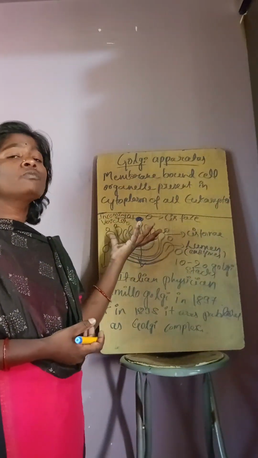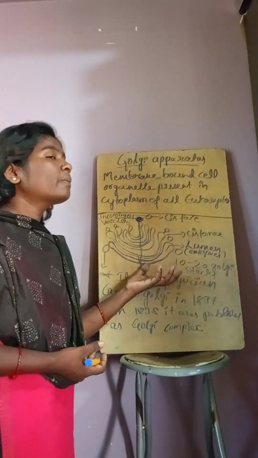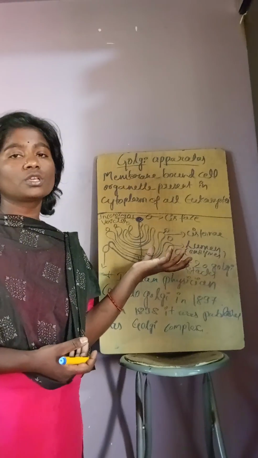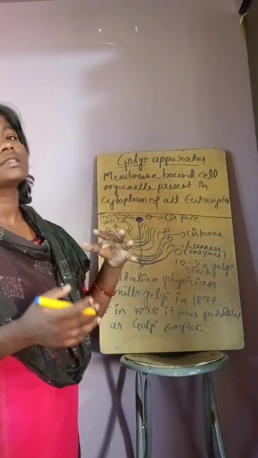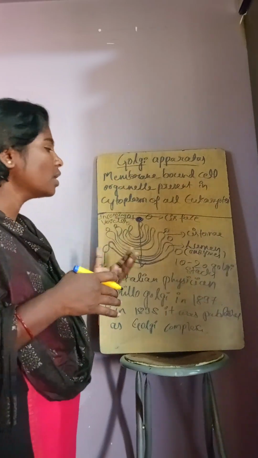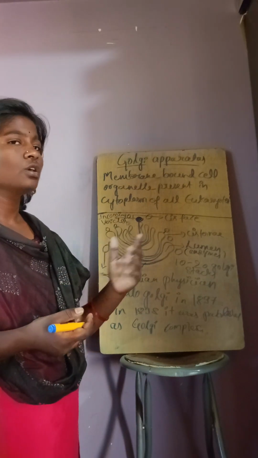The main function is the packaging and transferring of the protein and lipid molecules that come from the endoplasmic reticulum. Okay, a cell's function also depends upon the Golgi apparatus. So this is the information about the Golgi apparatus.